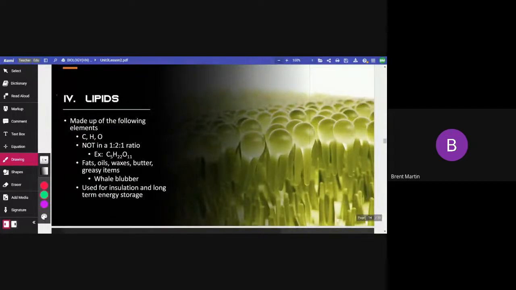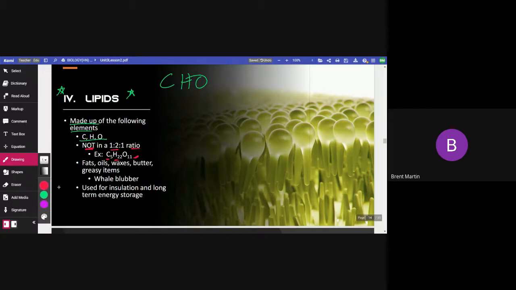Now you've got to hit these lipids. Okay, lipids are going to be very similar to carbohydrates. They do contain carbon, hydrogen, and oxygen, right? But the big key here is that they are not in a 1 to 2 to 1 ratio. So something like C5H22O11 would not classify as a carbohydrate.